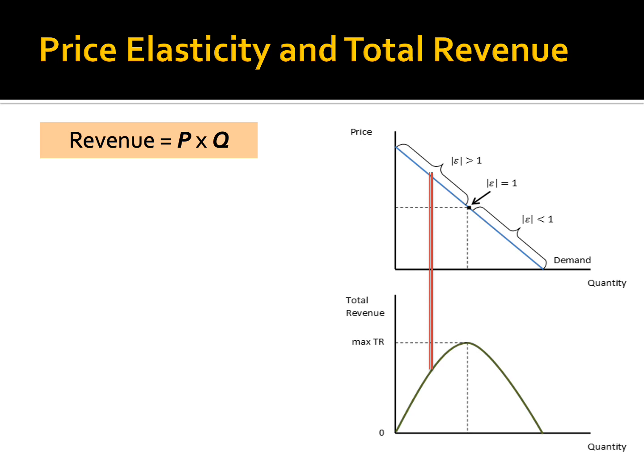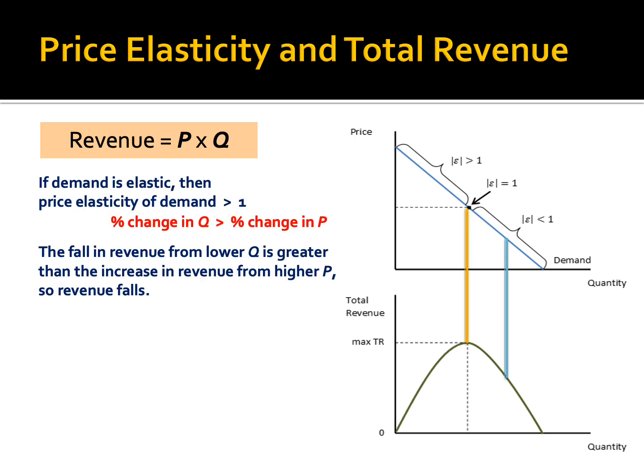Combining price elasticity and total revenue. As we saw in the previous video, revenue is equal to the price of the good times the number of units that you sell. Now, if the demand is elastic, in the upper portion of the demand curve, price elasticity of demand is greater than 1. So the percentage change in quantity demanded is greater than the percentage change in price.